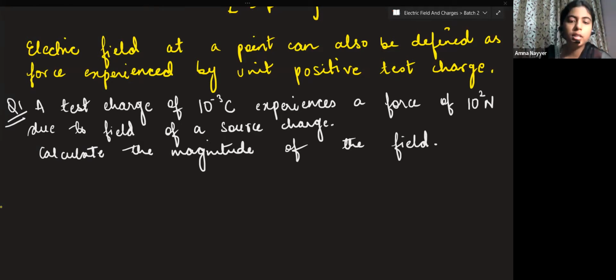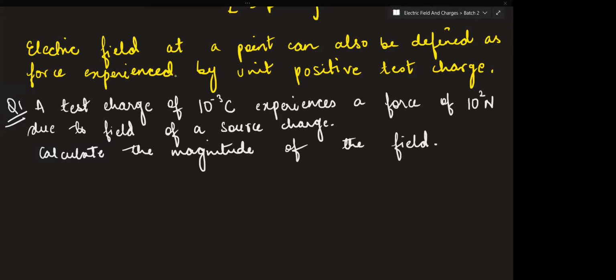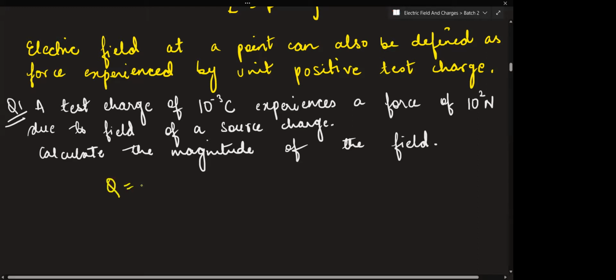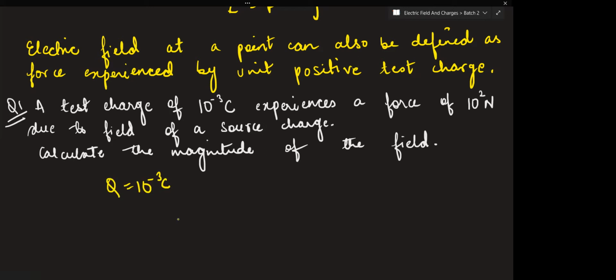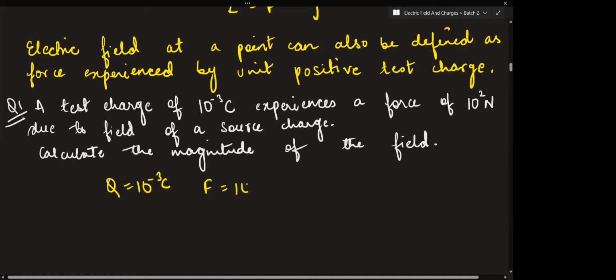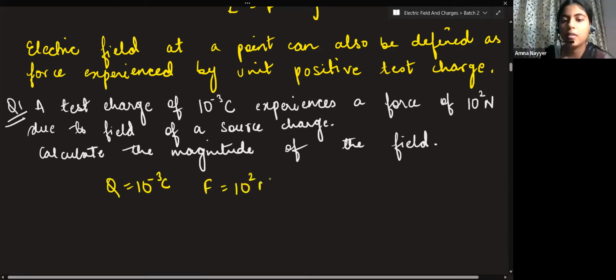Okay, Hamza, tell me what is the charge given? Yes, Krishna, your answer is correct. So Krishna has answered first. 10 raised to minus 3 coulomb. Correct. 10 to the power minus 3 coulombs. And what is the force given? Force is 10 raised to 2 Newton. 10 to the power 2 Newton.